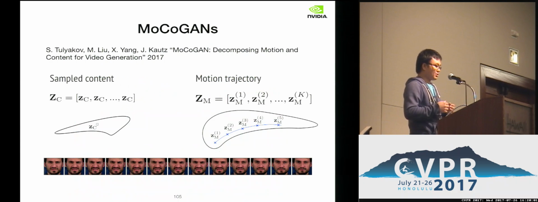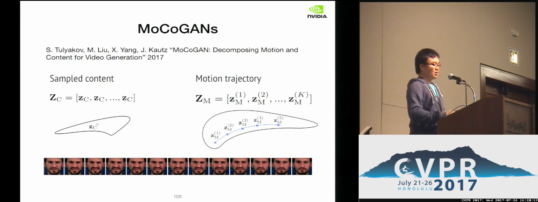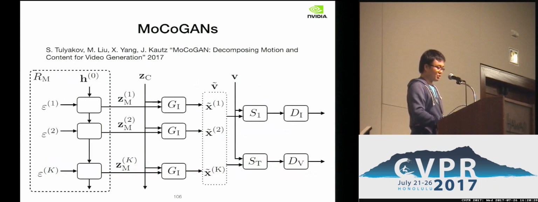So with this model, the latent code has two parts, ZC, the content, and ZM, the motion. ZC is fixed for a short video clip, because in a short video clip we don't expect the content to change too much. And the motion comes from a trajectory. We use a recurrent neural network to generate a sequence of pose configurations, which is our motion trajectory. And we use this model to train again.